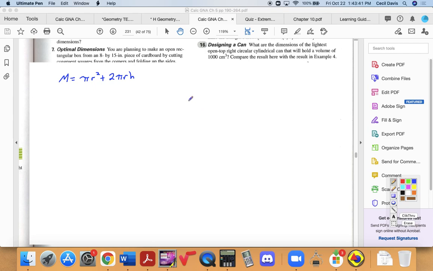All right. And again, we have 2 different variables here. So the volume, 1,000, is going to be equal to pi r squared times h. So we can either solve that for h or we can solve it for r. Again, I think it's easier if you solve it for h. So 1,000 over pi r squared is h. So far, so good? Yes.